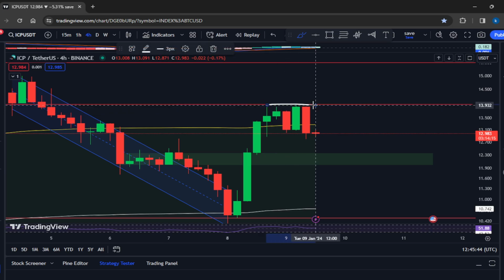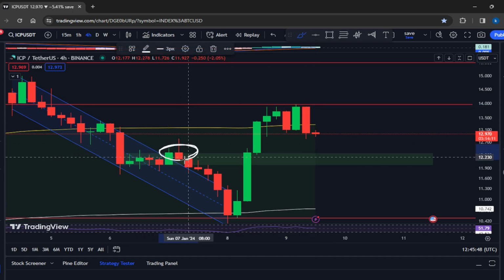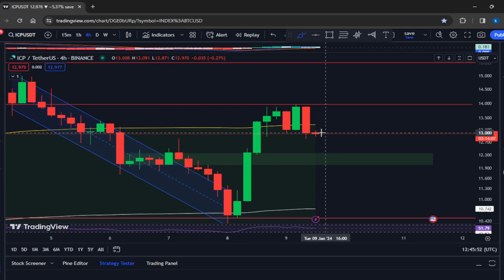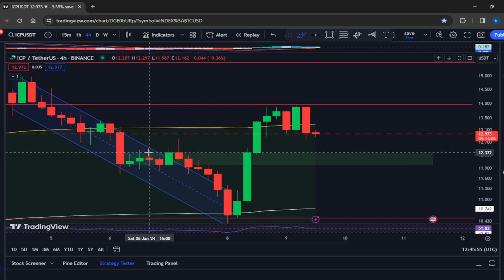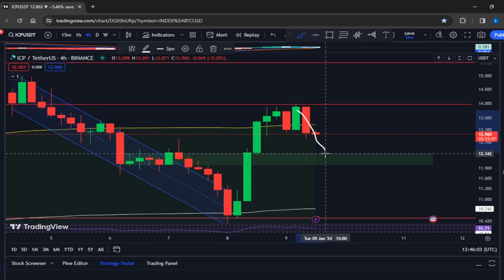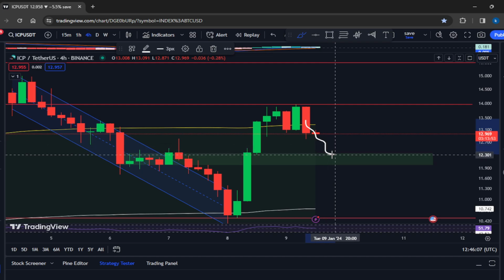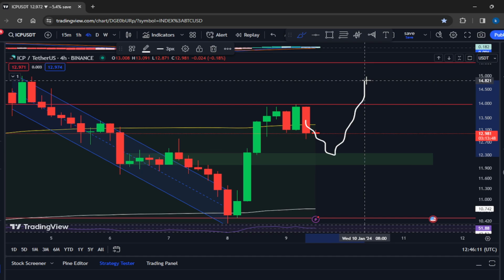Now personally I'm looking for support at this previous swing high right here. It's not really clear, but this is a swing high, and I'm expecting this level from 12.3 US dollars until $12 to support the price if you do fall back into this level. So if you do see ICP move further to the downside, if you do touch this level, I'm expecting this to support the price, and we're going to be expecting a bounce from here.